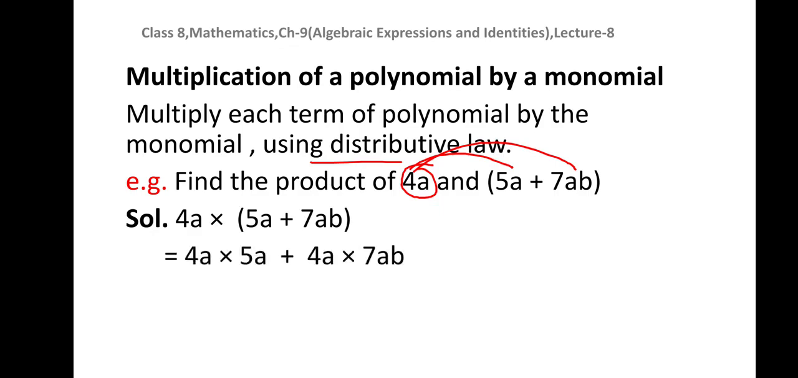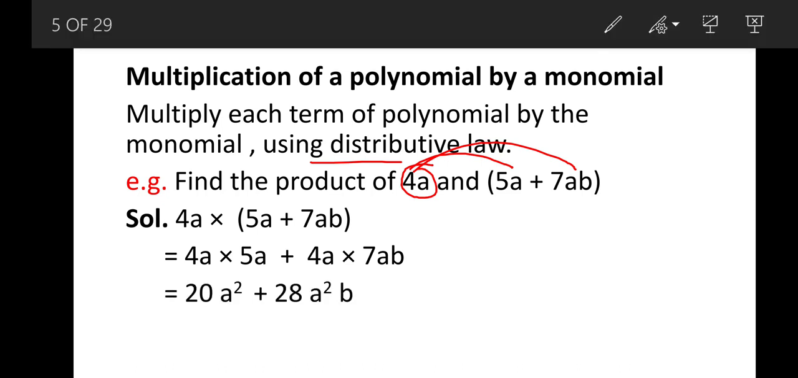As I told you, using the distributive law, you need to multiply 4a by 5a plus 4a into 7ab and then simply solve it. 4 into 5 will give you 20, and a into a will give you a square. 4 into 7 is 28, and a into a square is a cube, and b. So, this will be your answer, as these are unlike terms, so we cannot solve it further. If there are like terms, then you are supposed to solve it and get the final answer.